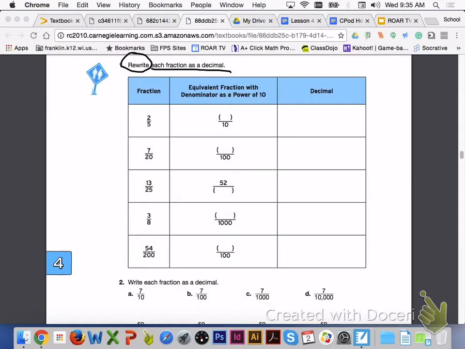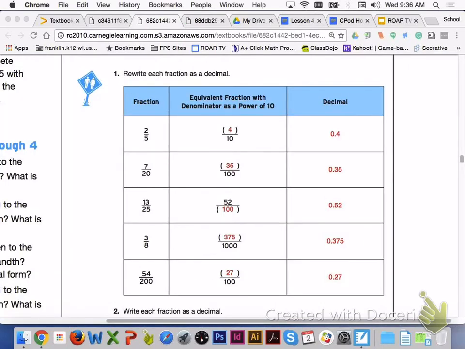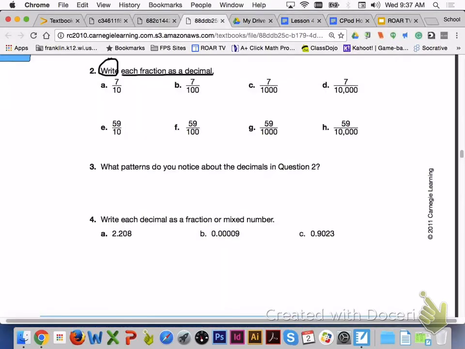Turn to page 254 and answer number 2 with your group members. The equivalent fraction and decimal for 2/5 should be 4/10. For 7/20, we should have 35/100. 13/25, we should have 52/100. 3/8, 375 thousandths. And for 54/200, we should have 27/100.